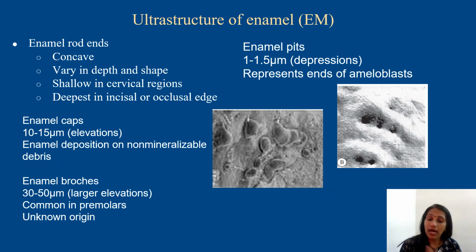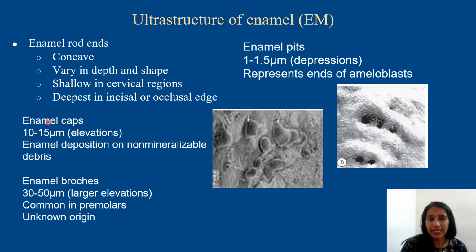Okay. The other structures, like I said, are the electron microscopic structures. You can only visualize these under the electron microscope. That includes the ends of the rods. The ends of the rods appear as a concave area on the surface, and it keeps varying. The concavity is going to be deeper at the incisal edge or the occlusal edge. And as you go towards the cervical region, the rod ends become shallower.